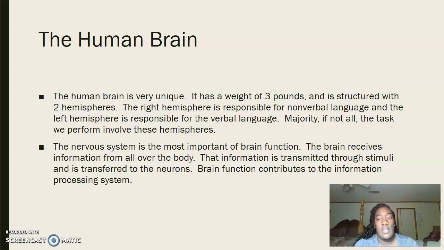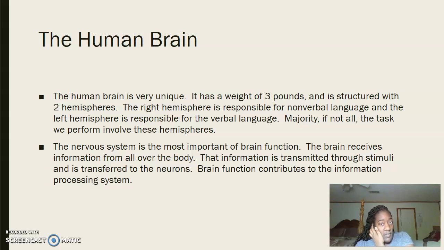Talking about the thought process or information process, you can't do that without talking about the actual brain, where everything takes place. The human brain is very unique. It weighs about 3 pounds, and it's divided into hemispheres. The right hemisphere is responsible for nonverbal language. The left hemisphere is responsible for verbal language. The majority, if not all, of the tasks we perform involve these hemispheres.